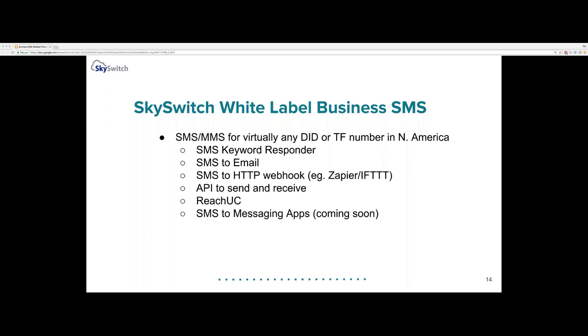So everything that's on the screen right now are scenarios that we support today, but we're constantly on the lookout for new ways to enhance the platform, and Business SMS presents a lot of possibilities. So SMS to messaging apps, it just refers to integrations that we plan to do. So being able to integrate with messaging apps like Slack or Rocket Chat are coming very soon, and will be available to you as a white label SMS provider.